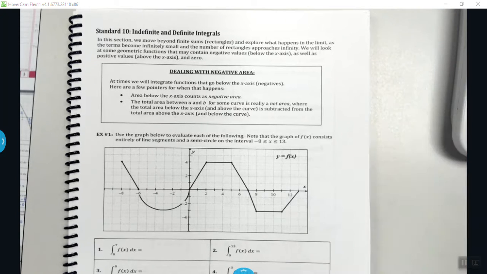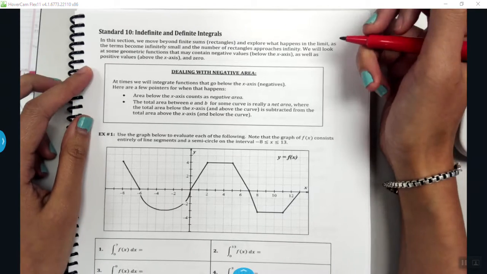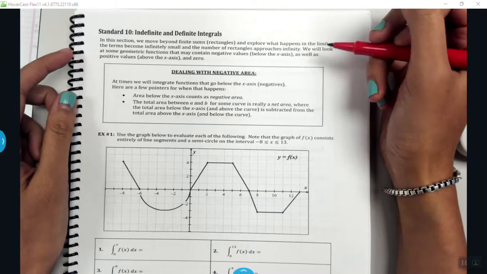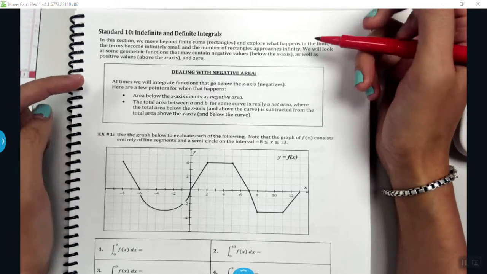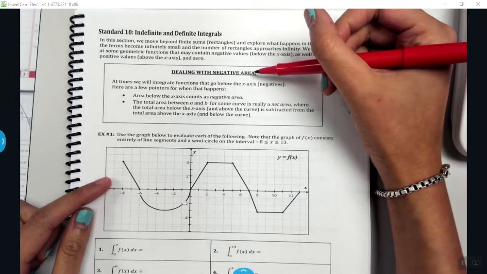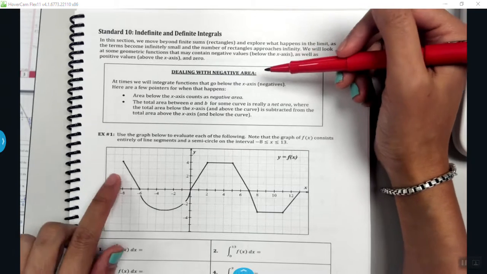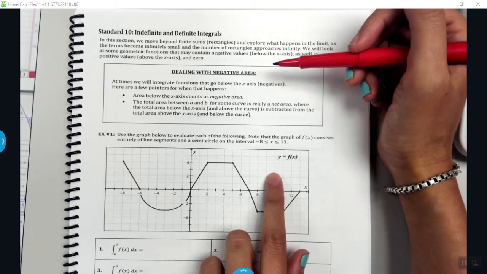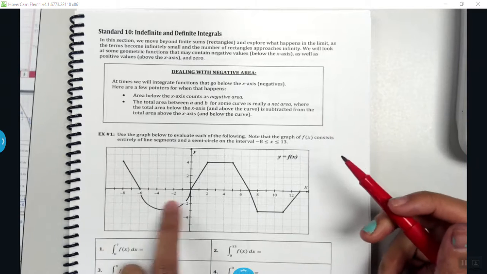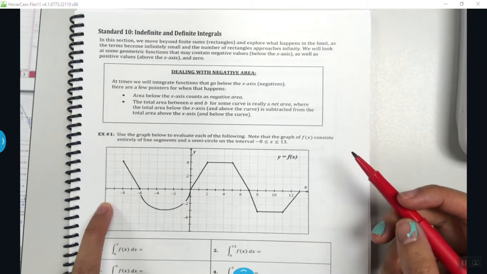So when we're talking about indefinite and definite integrals, we've got area, and we have positive area if it's above the x-axis, and now we have negative area if it's below the x-axis.